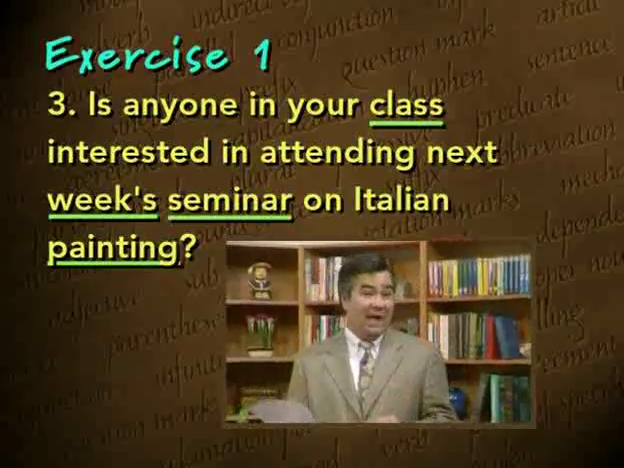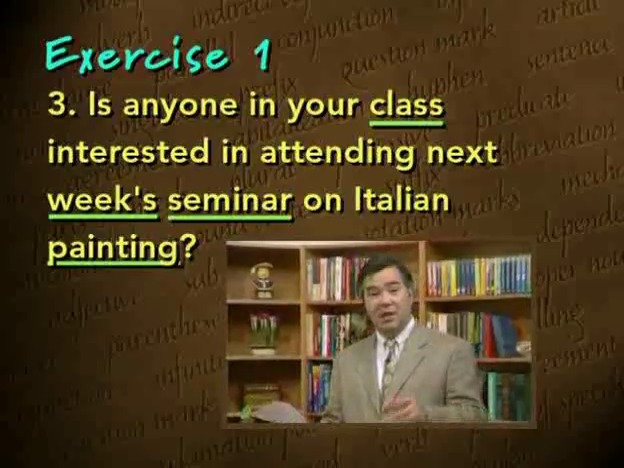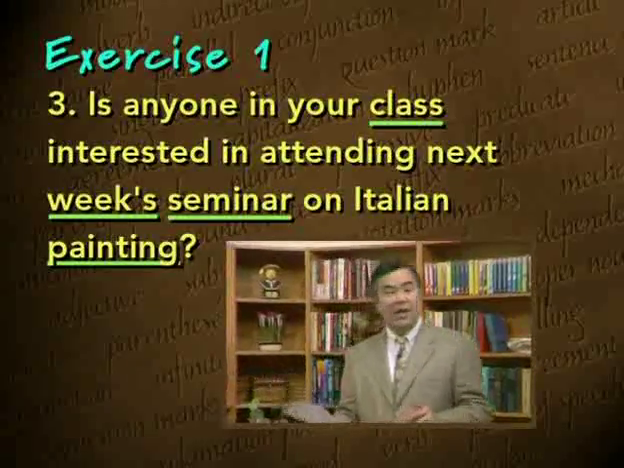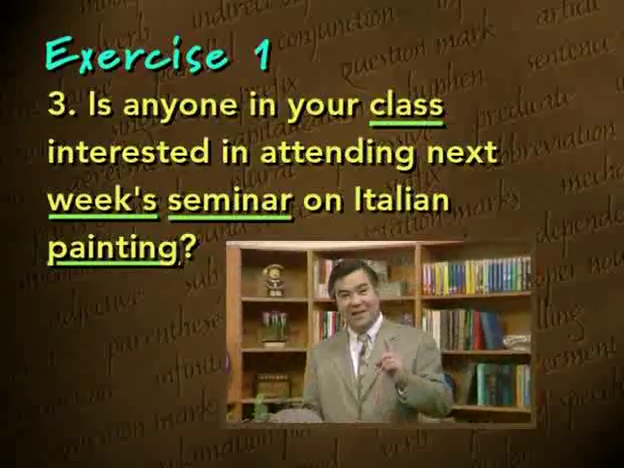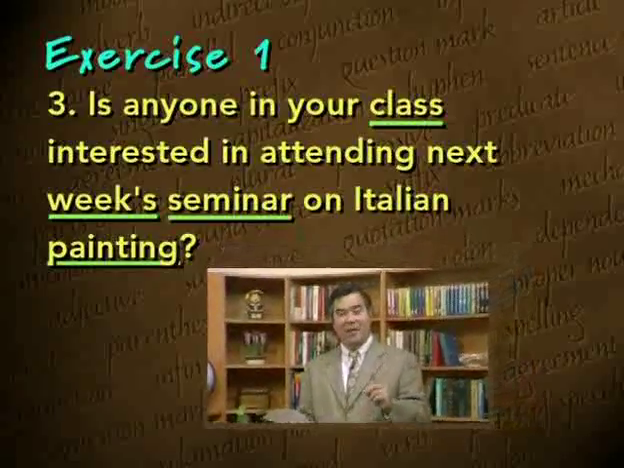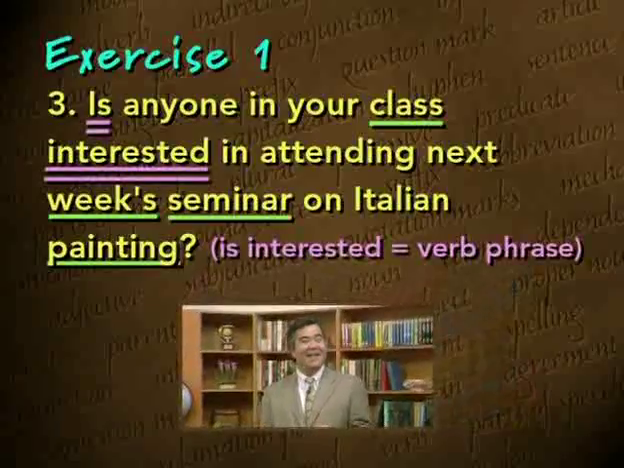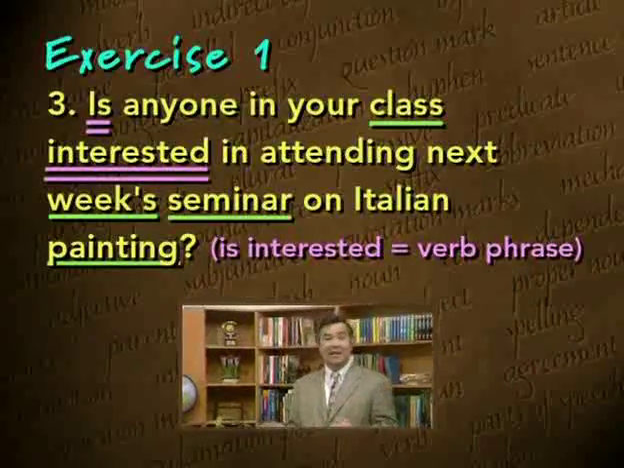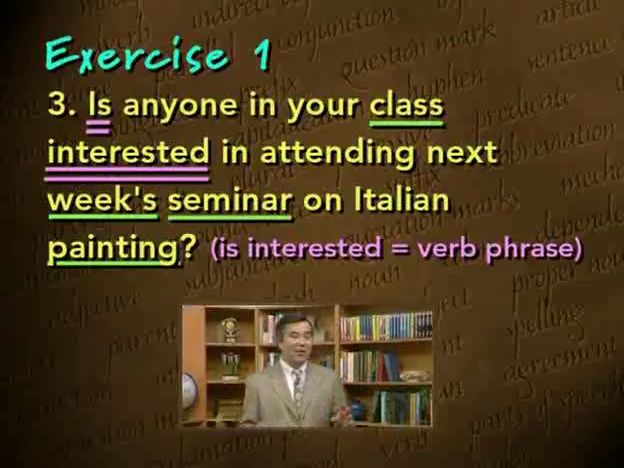So those are the nouns that appear in this sentence. What about verbs? Which verbs did you notice? Well, there's one verb in this sentence, and it's a slightly tricky one. The verb is a verb phrase, is interested. Notice that the words that make up a verb phrase can sometimes be separated by other words.